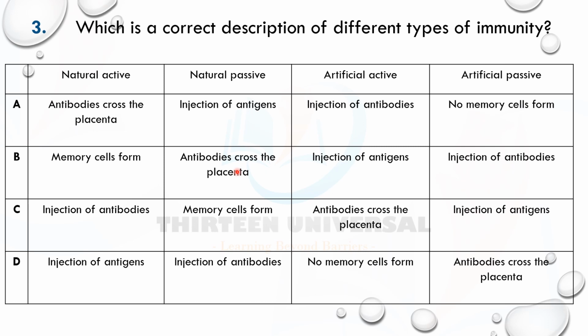All active immunity have their own memory cells that make their own antibodies. Okay. Artificial, yes, injection of antigen. The artificial passive, injection of antibody. So B, all right, looks like the answer.